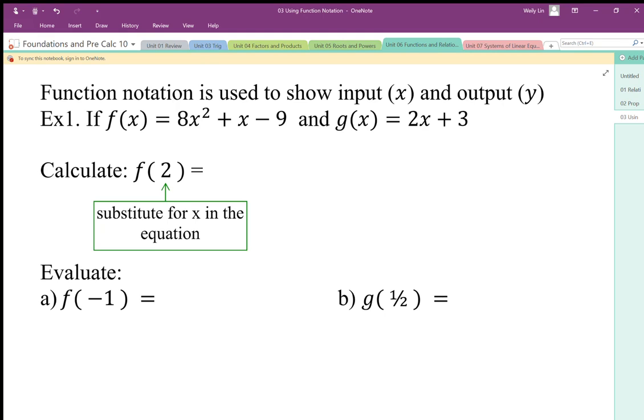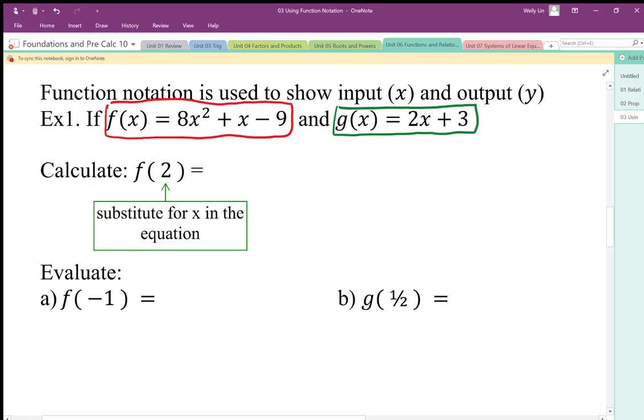So function notation allows us to differentiate one equation versus another. So here we have f of x equation. f of x is one calculation for y. And then we have a different equation, g of x, and we want to make sure we don't mix them up. So we call one f, we call the other one g. So that's the first layer of this: it allows us to separate two different equations. It allows us to keep track of two different equations.